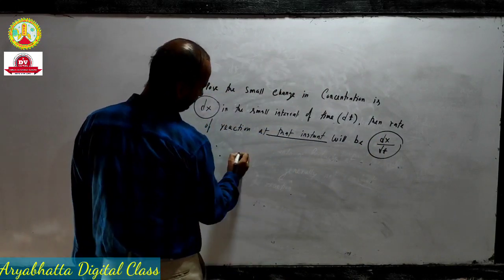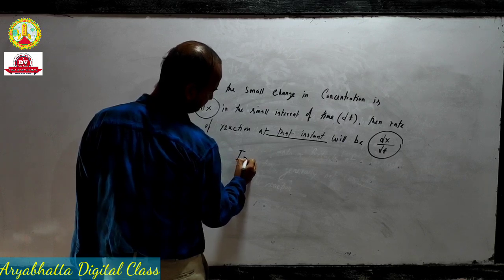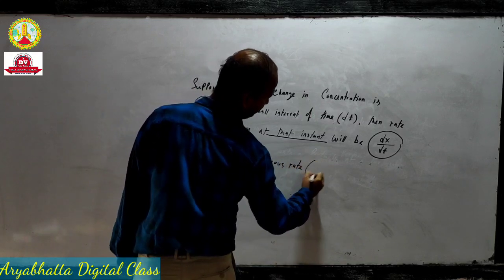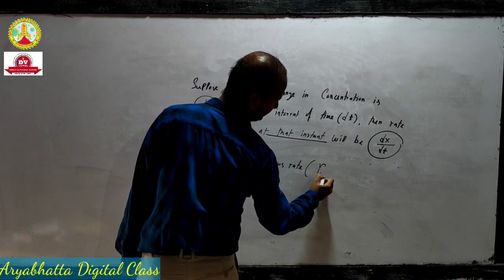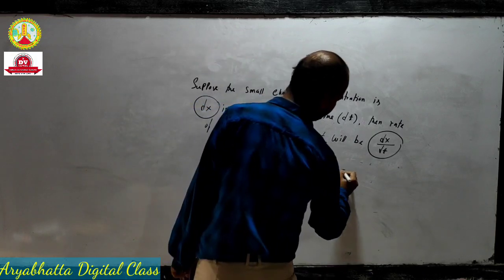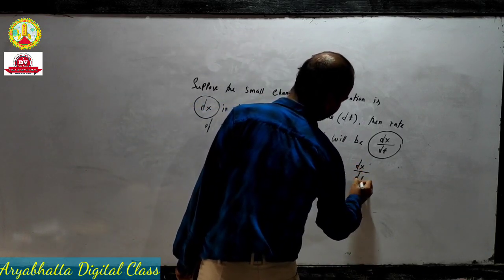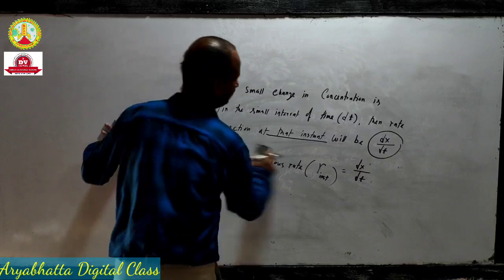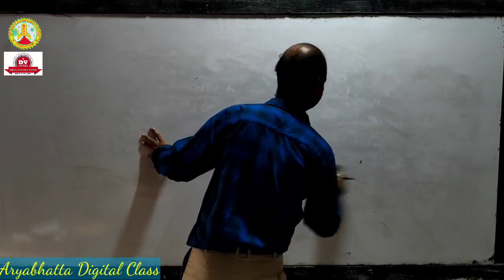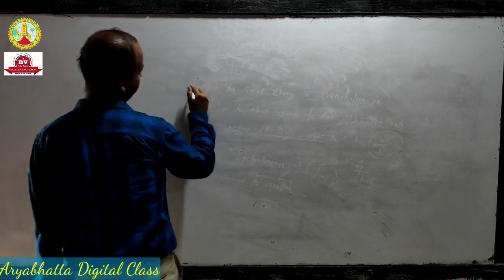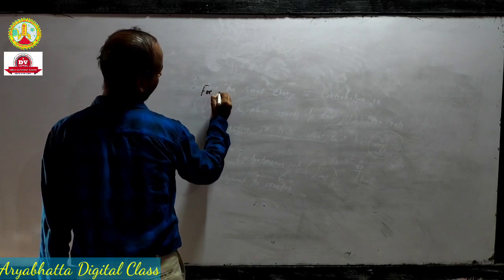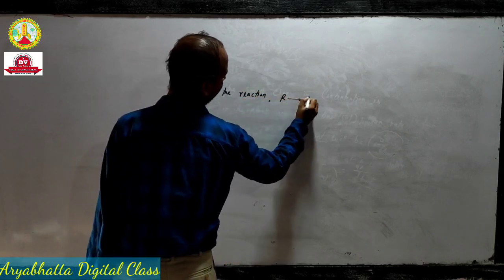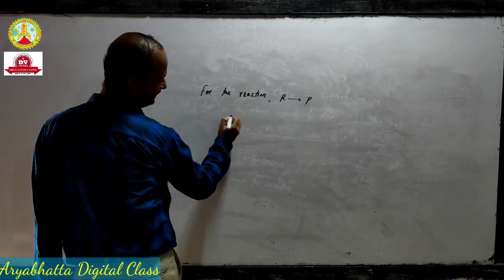So therefore, you can write the instantaneous rate like this. In shortcut, you can write r instantaneous. Therefore, the instantaneous rate will be dx by dt. Clear? Now, suppose for this reaction, if the reaction is R to P, what will the instantaneous rate be?